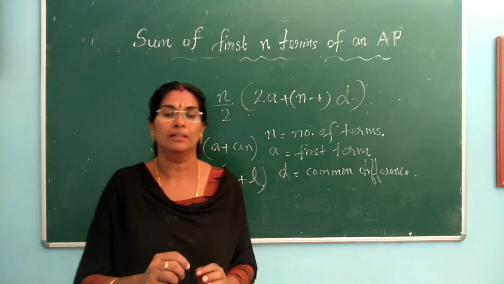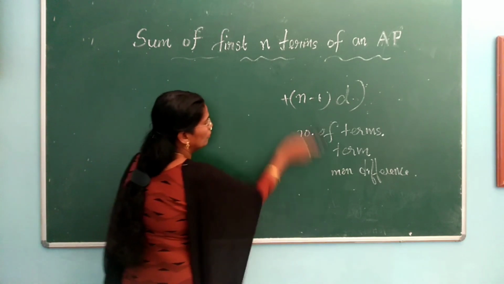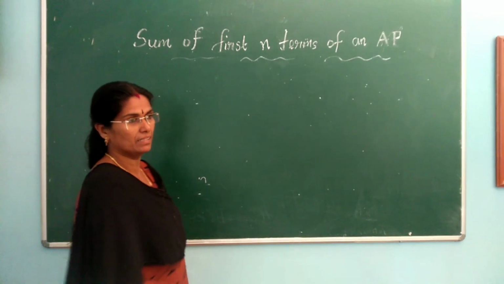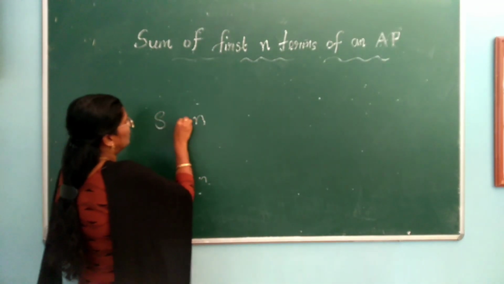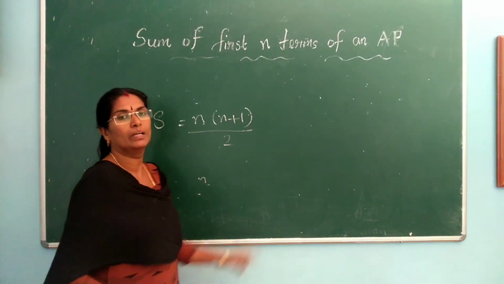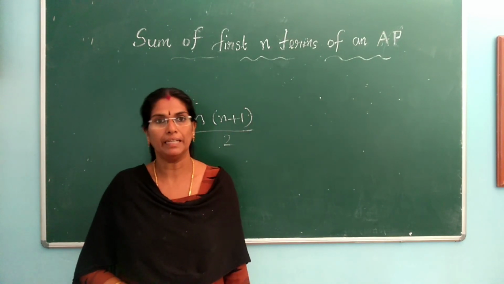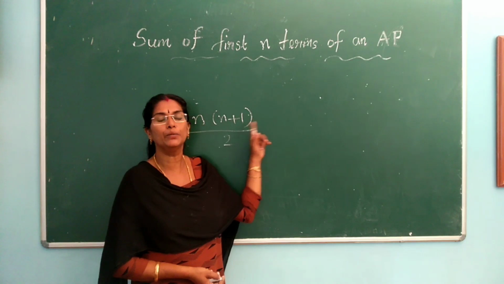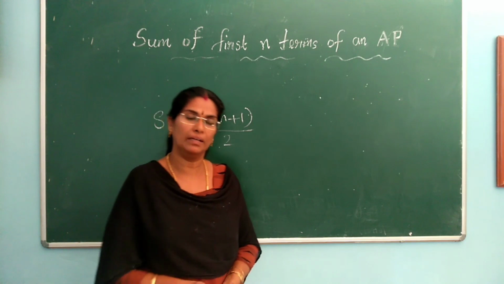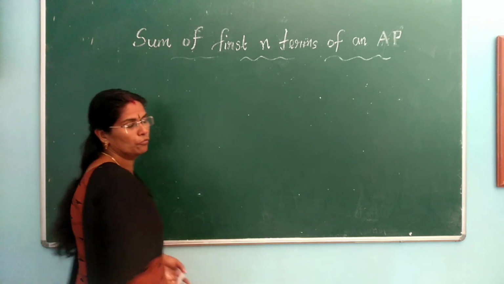Clear? Now, one more formula is there, only for the sum of first n positive integers. That formula is S is equal to n into n plus 1 by 2. This formula is only for the sum of first n positive integers. This formula is very important. You have to learn it by heart. Now we can solve some questions using these formulas.